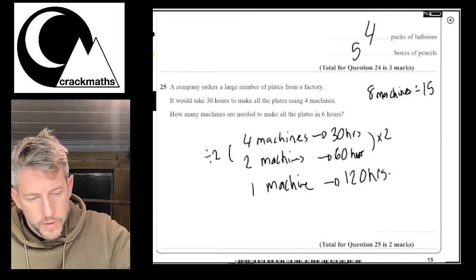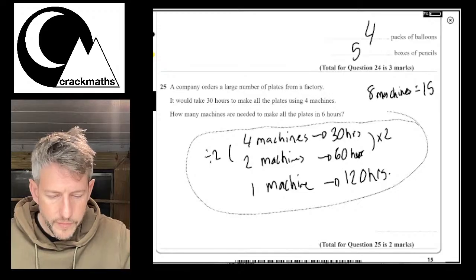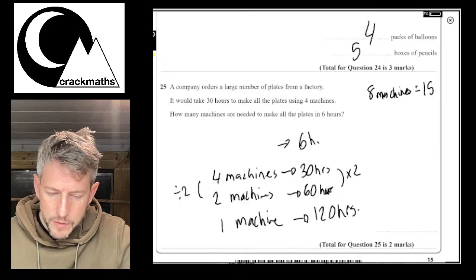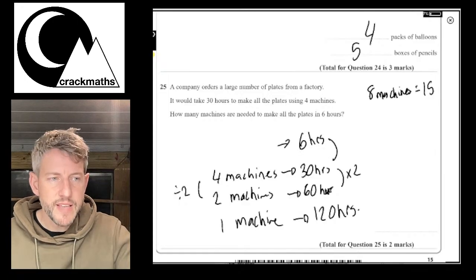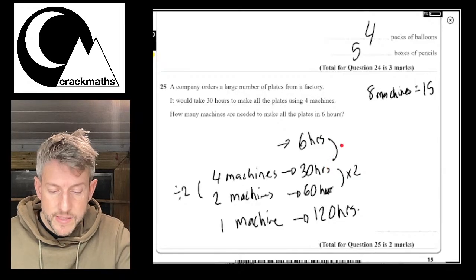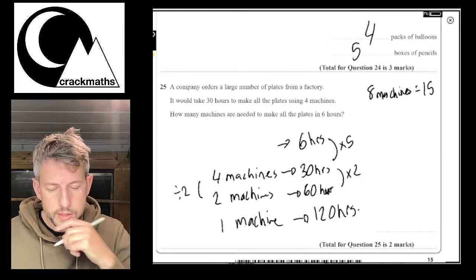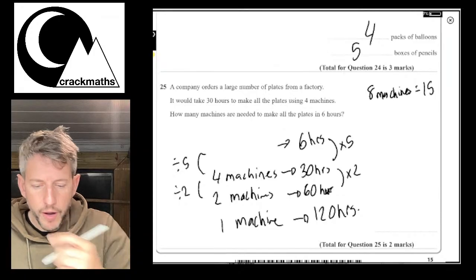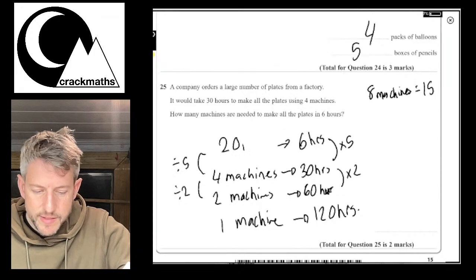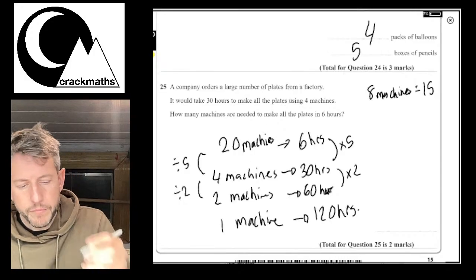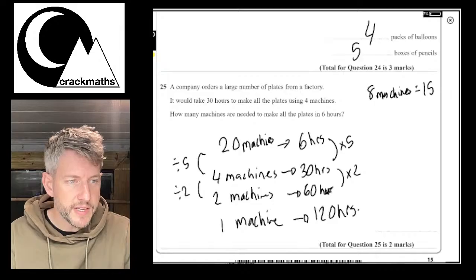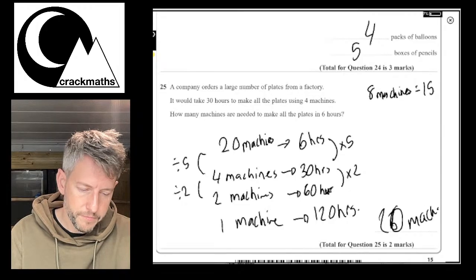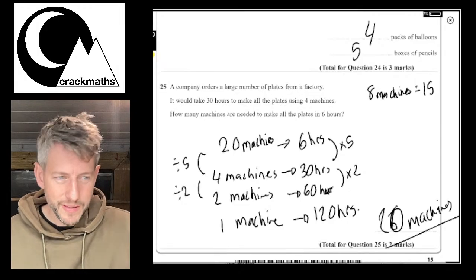So actually, let me move this down to here and down to here. I know that I want this to be 6 hours. So what do I need to times 6 hours by to get to 30? I need to times 6 hours by 5. That means this side would have had to be divided by 5. So it would be 20 machines, 20 machines in order to do 6 hours work. So there we go, 20 machines. That was confusing.